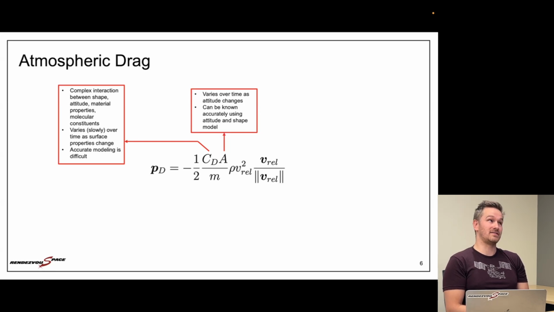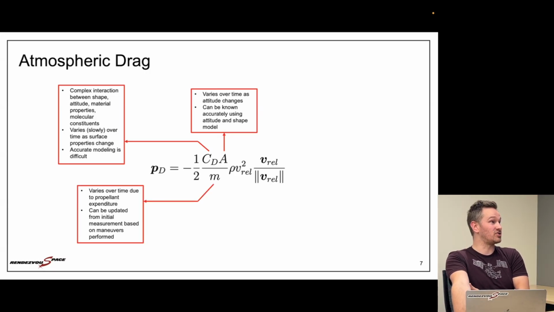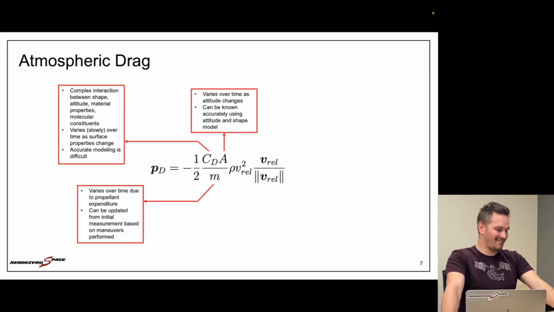Cross-sectional area. So this also varies. This can vary quite rapidly over time, limited only to spacecraft dimension and its ability to slew. And this can be known relatively accurately if you have a good model of your spacecraft shape and knowledge of your attitude. Mass varies over time due to propellant expenditure. This can be known with reasonable accuracy if you have an initial measurement based on an on-ground calibration, and you can potentially update it in flight based on the performance of known maneuvers and the magnitudes of those maneuvers.